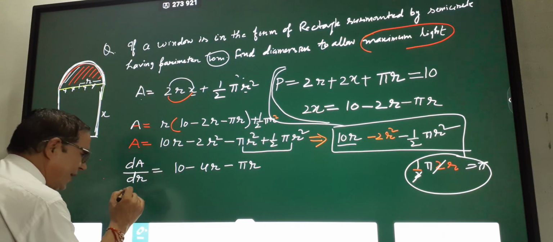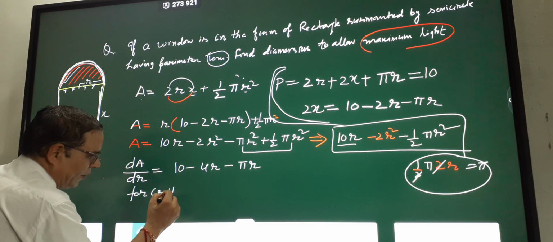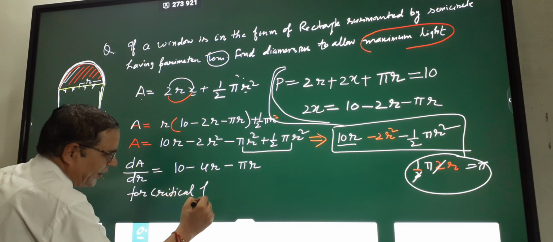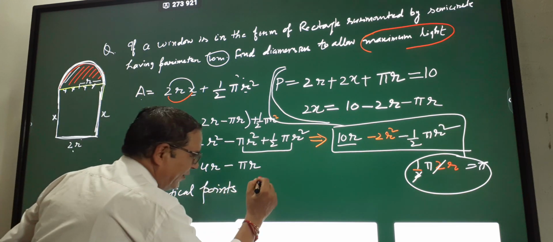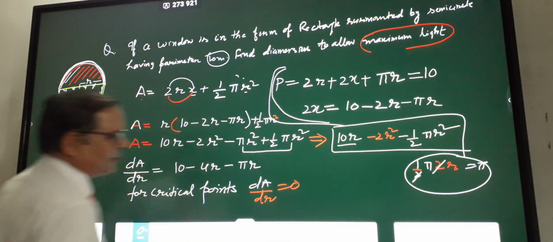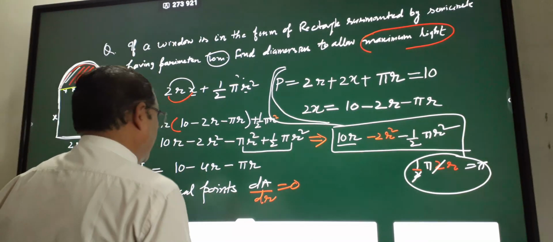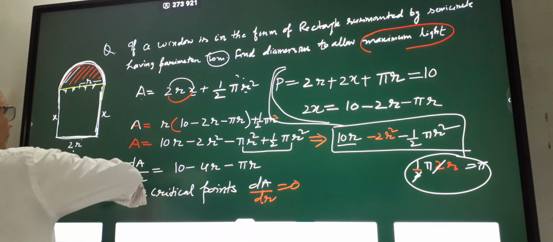So now the next step is for the critical point. For the critical point, dA upon dr is equal to 0. So now what you have to do? Let us move this a little, there is a problem of space.